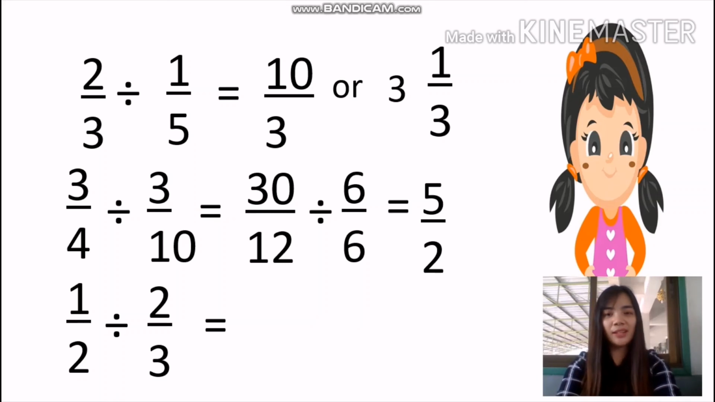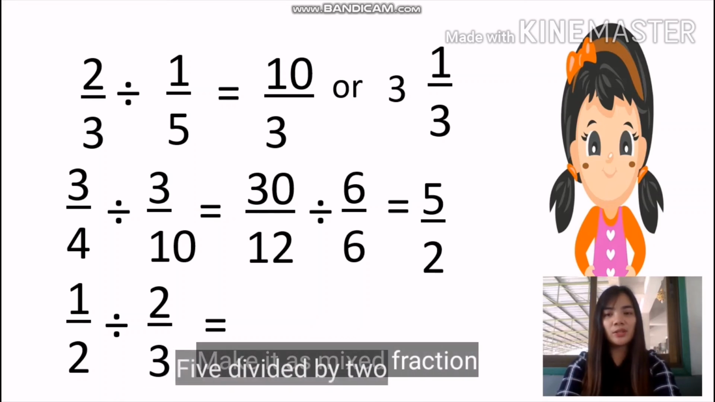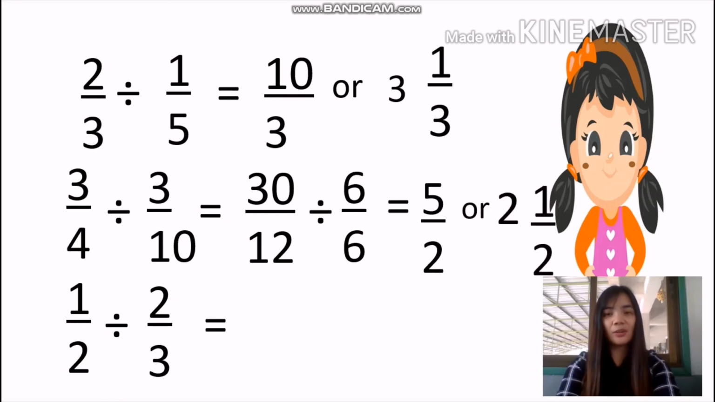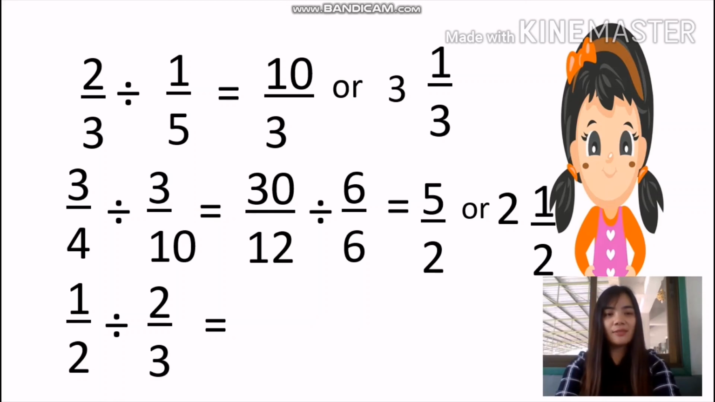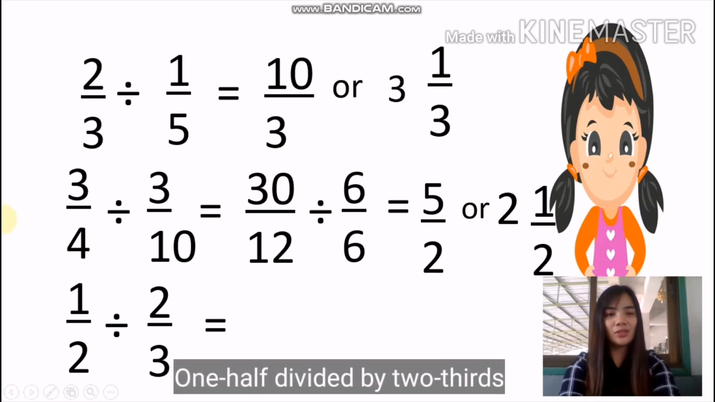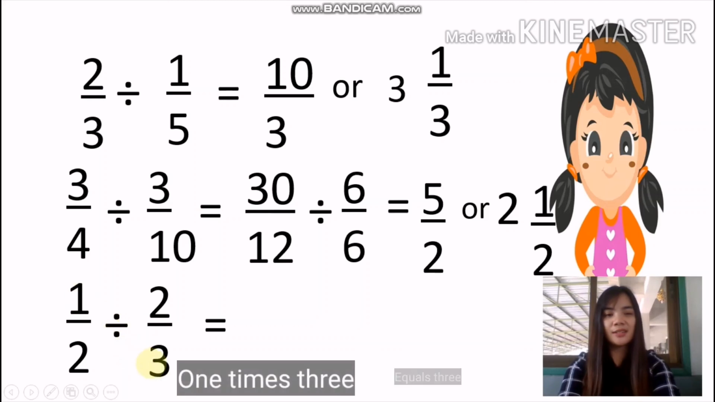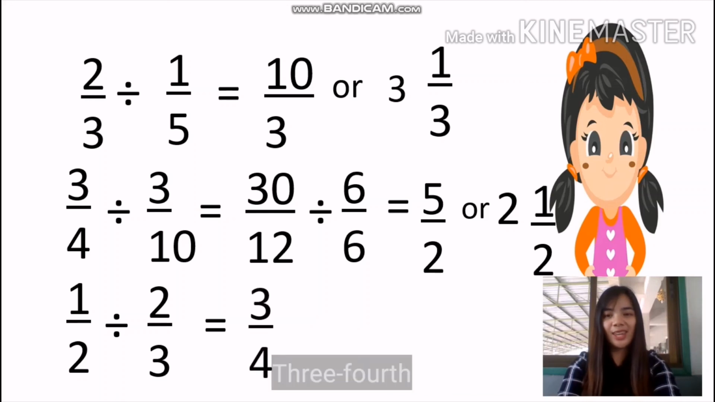Can we still simplify? Yes, since this is an improper fraction. So 5 divided by 2, we have 2 and 1/2. So our final answer would be 2 and 1/2. Last, we have 1/2 divided by 2/3. We use the butterfly technique. So 1 times 3 is equal to 3. Then 2 times 2 is equal to 4. So what is our answer? It is 3/4.